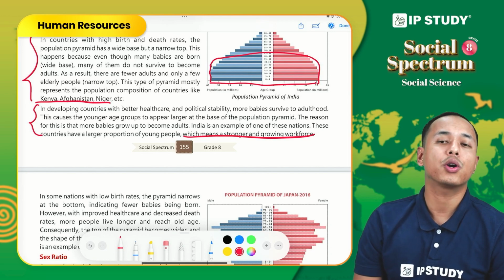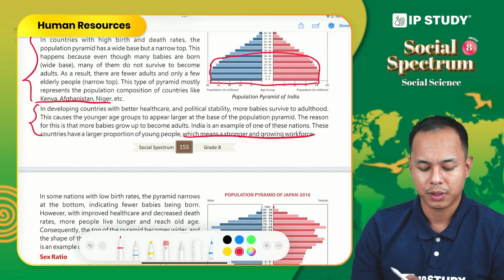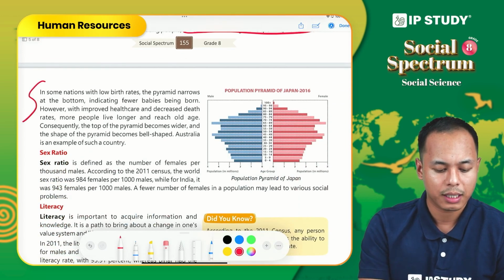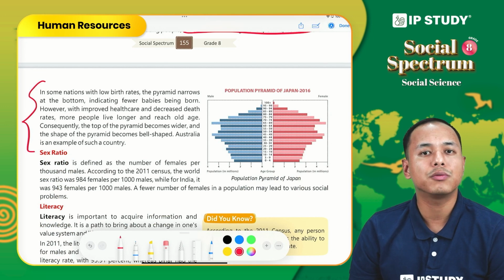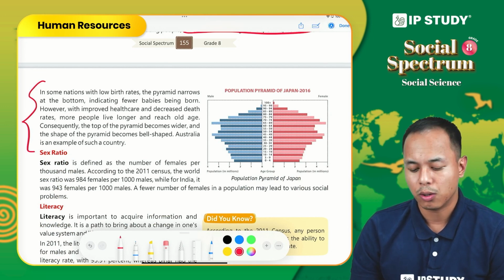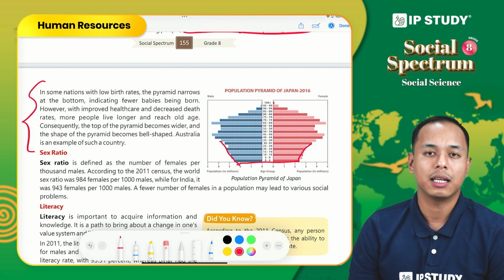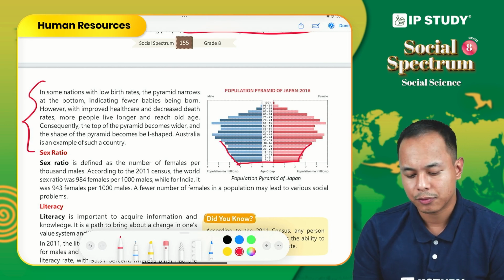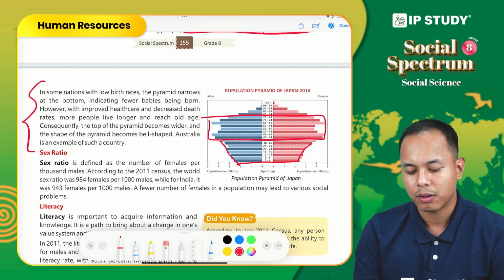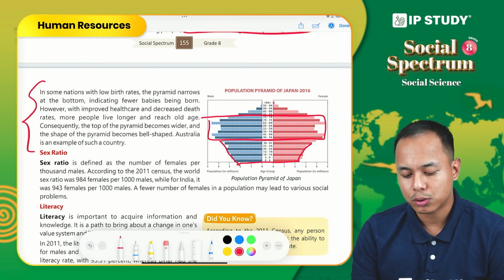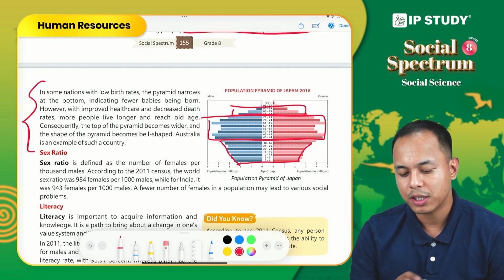As a result, stronger and growing workforce. Now, developed countries. In developed countries, we know the birth rate is very low. So the base is very narrow. On the other hand, we have a broad working population and also old age group.